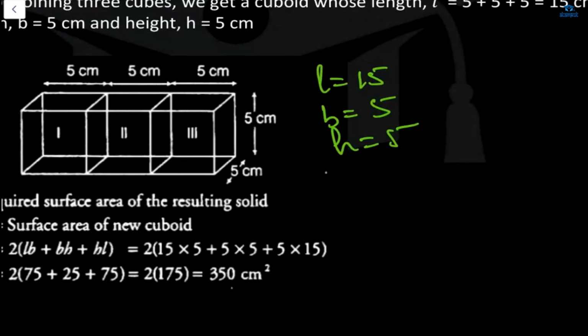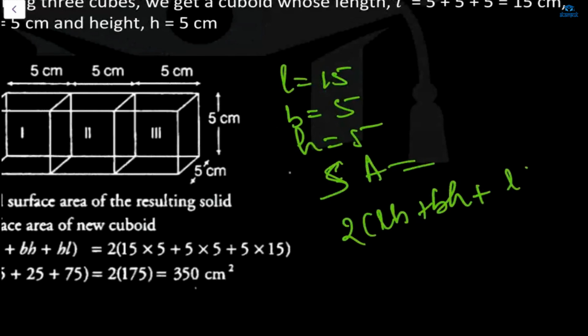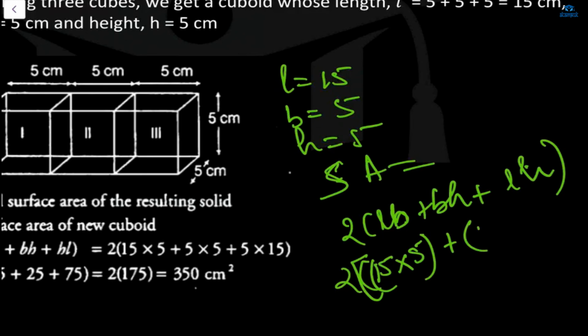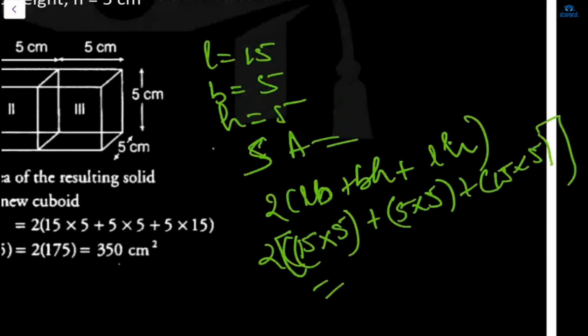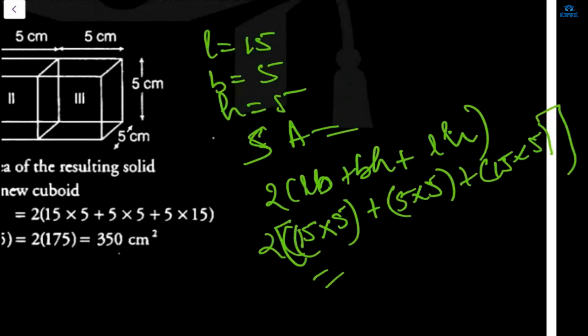So what will the surface area be? Surface area of a cuboid is 2 times LB plus BH plus LH. You just have to put the values and you will get the answer. So 15 into 5 plus 5 into 5 plus 15 into 5, and you solve it and get the answer. That's it. If you remember the formula, nothing much is there. That's why I'm asking you to learn the formulas.